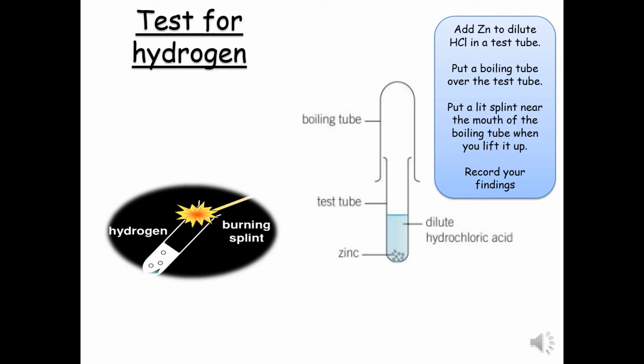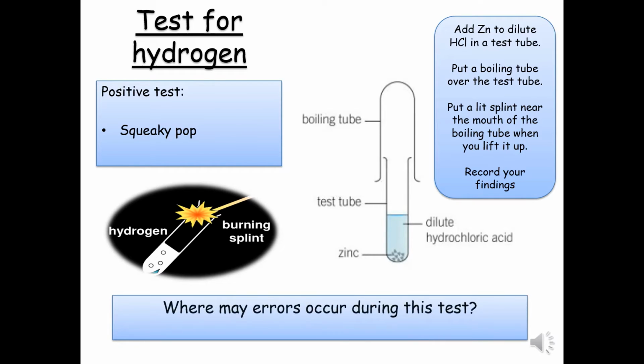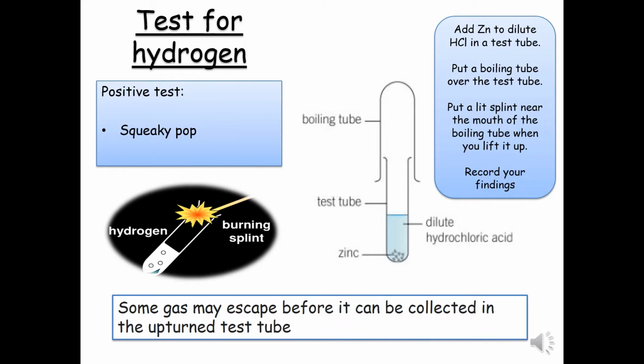We can test for hydrogen gas using a lit splint near the top end of the container that you are collecting the gas in. For example, the top end of our test tube. Now, if you hear a squeaky pop sound, this is a positive test for hydrogen gas. I want you to pause the video and think about possible sources of error that might occur when you're trying to collect this gas. Well, some gas may escape before it can be collected in the upturned test tube, and as a result, you might not get a positive test if all the gas has managed to escape.